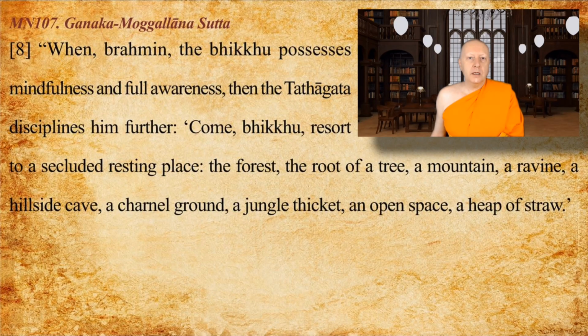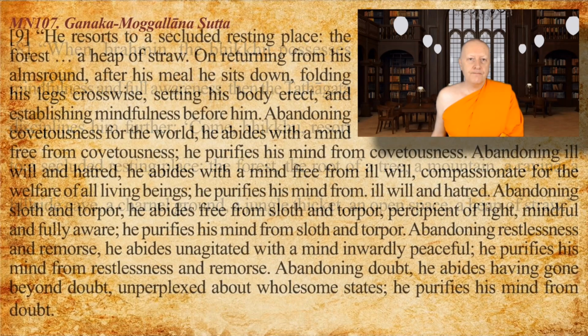So in paragraph 8, the Buddha mentions that at this stage monks need to seek out seclusion for practice. So we see the Buddha recommending a secluded resting place: the forest, the root of a tree, a mountain, a ravine, a hillside cave, a charnel ground, a jungle thicket, an open space, or a heap of straw. He recommends that monks need solitude to focus fully on their meditation practice without interruption.